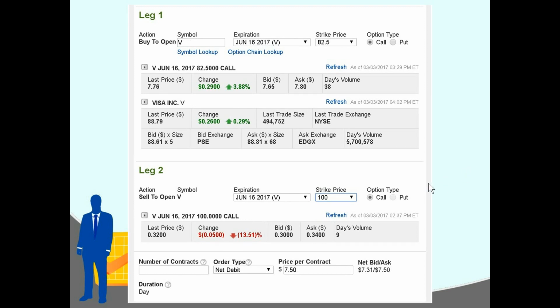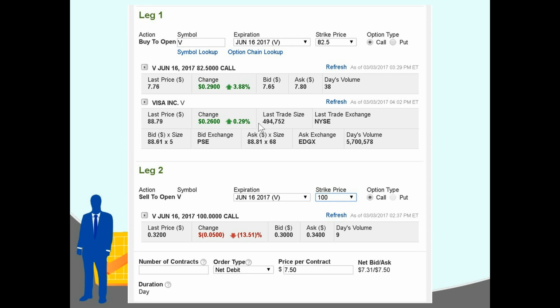All right, here's another example of how in the money options tend to behave better than out of the money options, oftentimes. This is Visa, and it's currently selling at $88.79 per share. This is the in the money call option, 82.50 strike, and this is the out of the money call option, 100 strike.